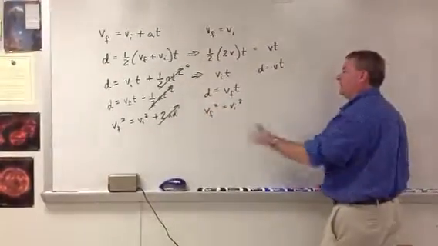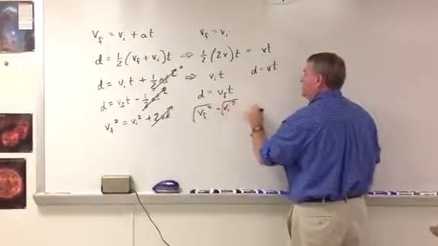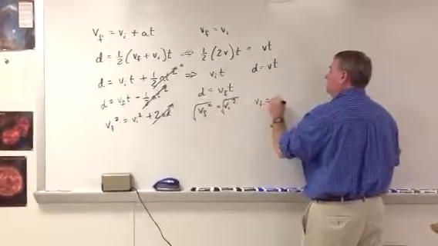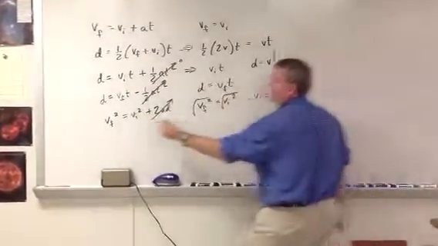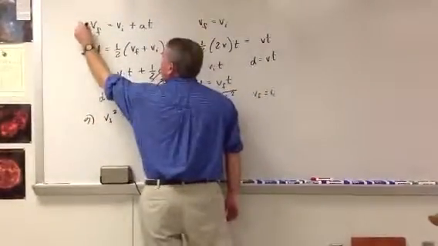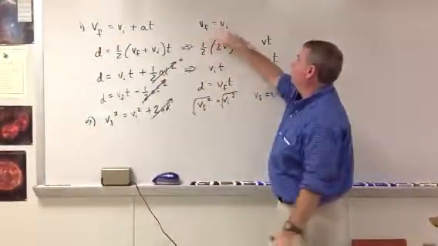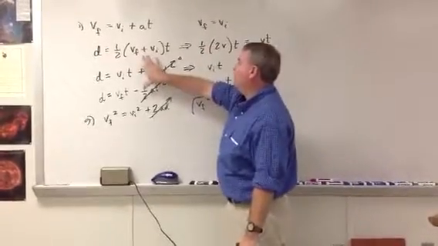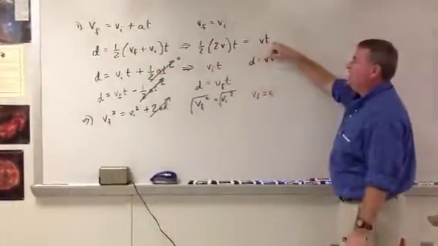If you wanted to take that one step further, you can take the square root of both sides, and you end up with Vf is equal to Vi. Equation 5 and equation 1 give you that Vf is equal to Vi. The other 3 equations kind of break down and give you d equals Vt.